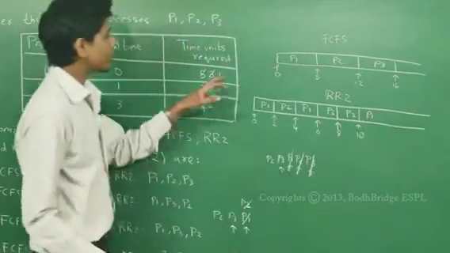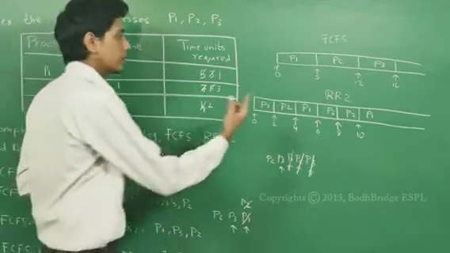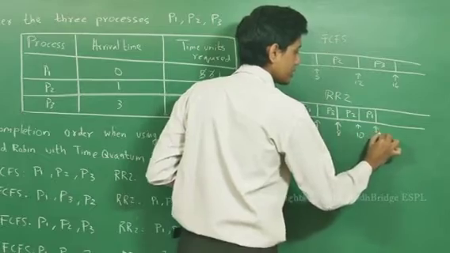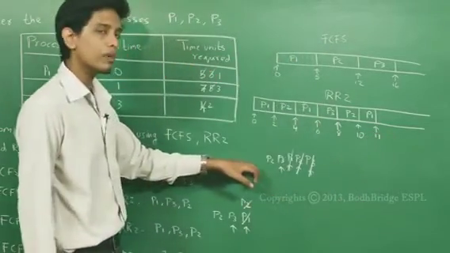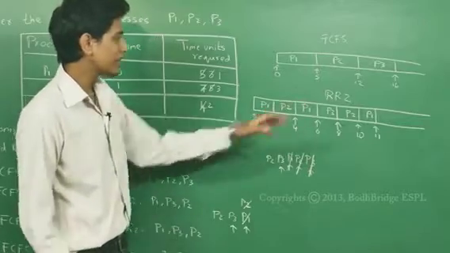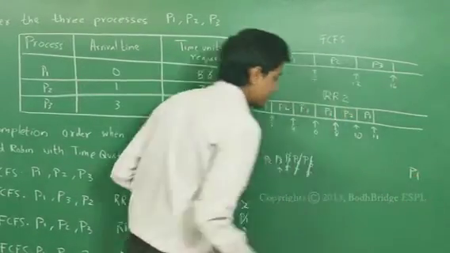Now P1 requires only 1 time unit, so it doesn't use its full quantum, it uses only 1 time unit. So at the 11th, P1 stops execution and P1 is not pushed back into the queue because it has already finished its execution. So P1 is the first to complete. Let us also maintain a completion order, since that is the question.